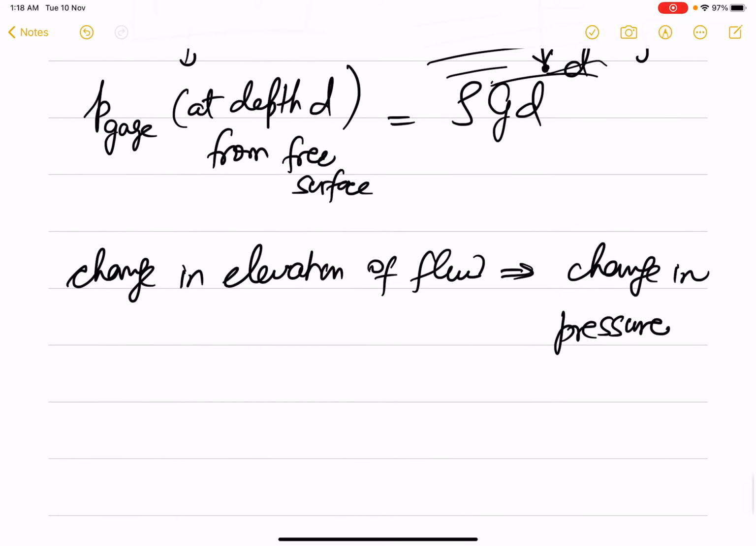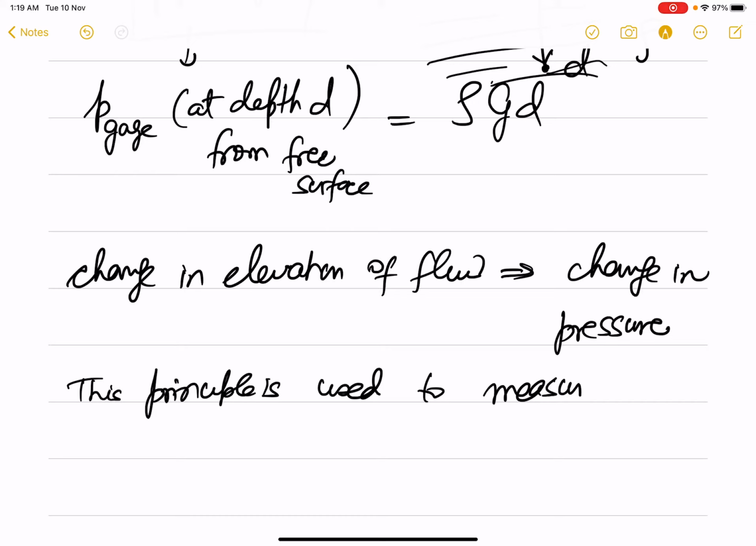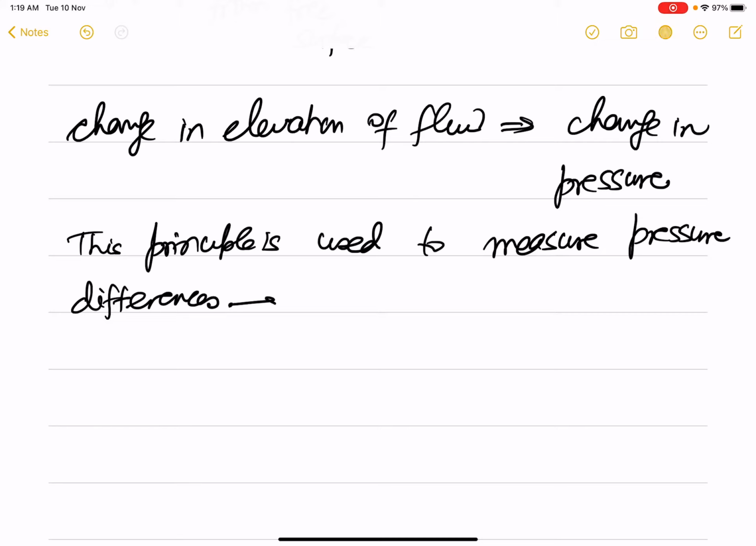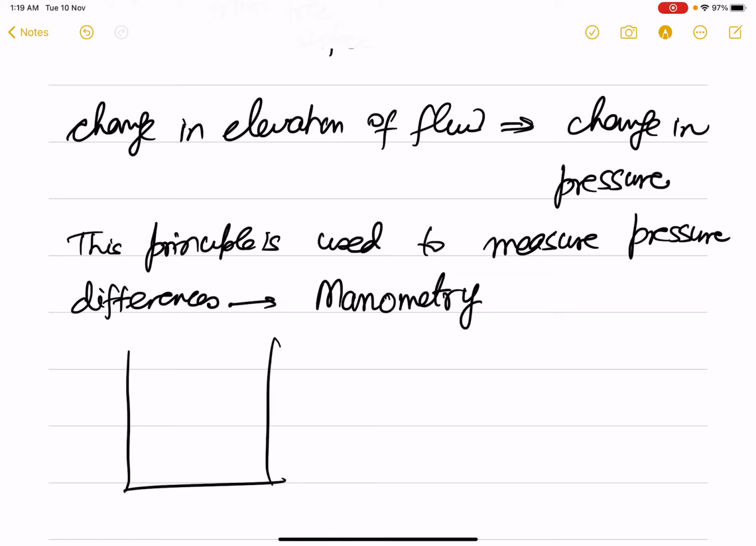So this principle is used to measure pressure differences. And this concept is called manometry.